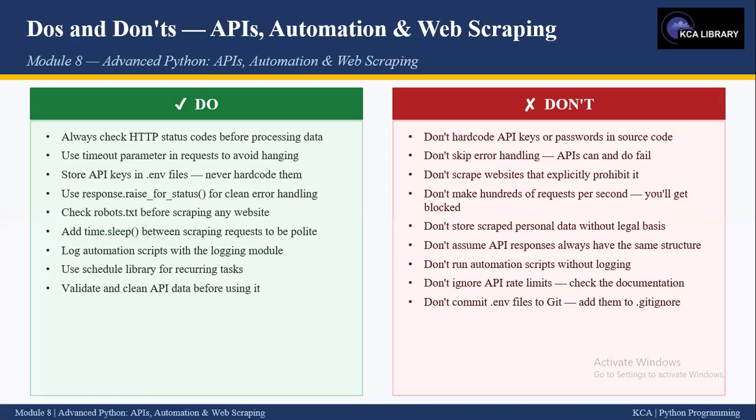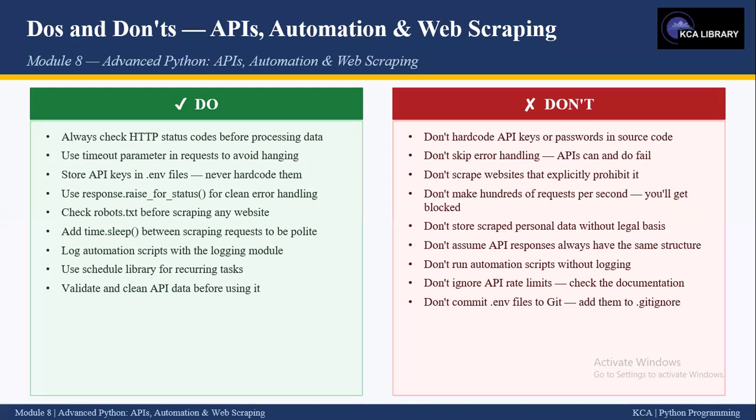Log all automation activities using the logging module. Use the schedule library for recurring tasks and always validate API data before use. Avoid hard coding API keys or passwords. Skipping error handling, since APIs can and do fail.